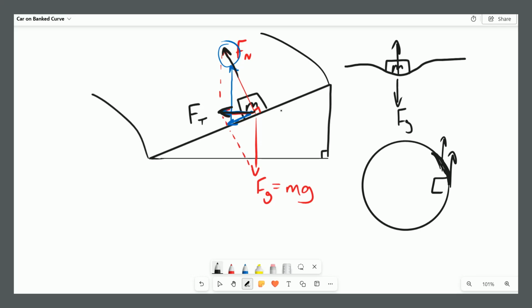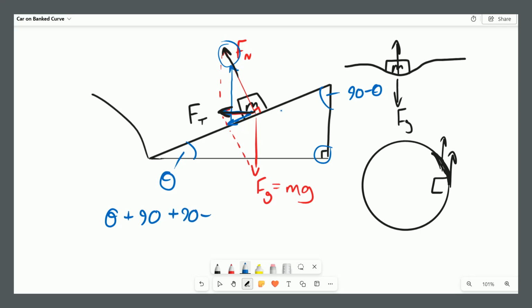Okay, now let's also talk a little bit about geometry. All right, so this angle of inclination, let's call it theta. And because this is 90 degrees, this must be 90 minus theta, and that's because the angles of a triangle have to add up to 180. That's how we know that this is 90 minus theta.